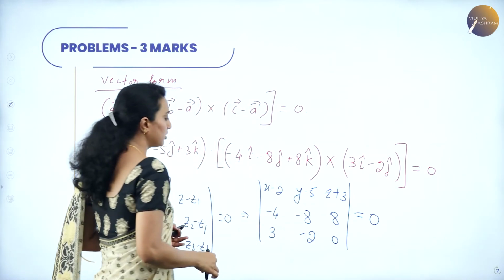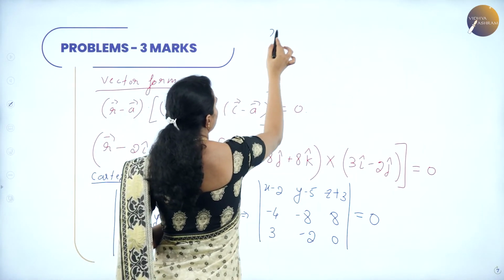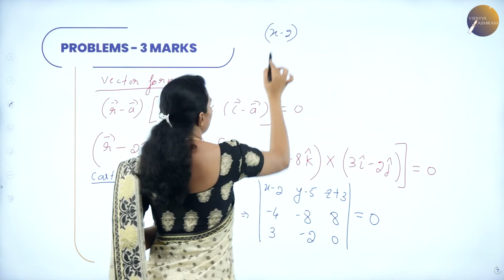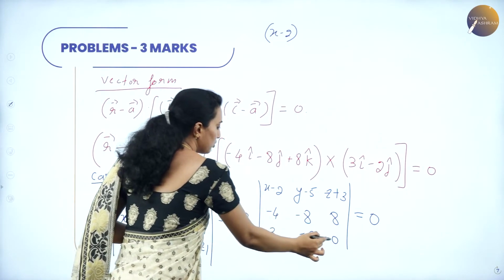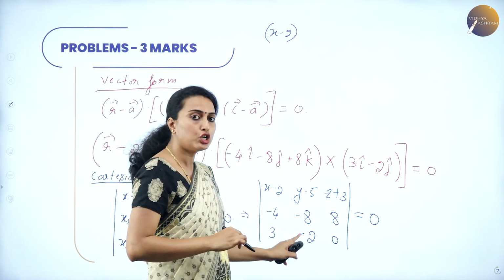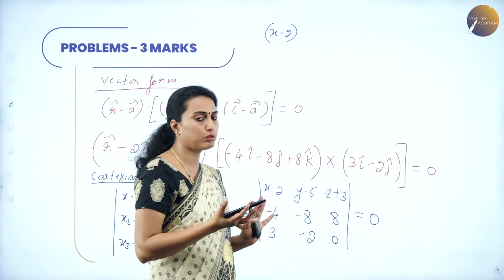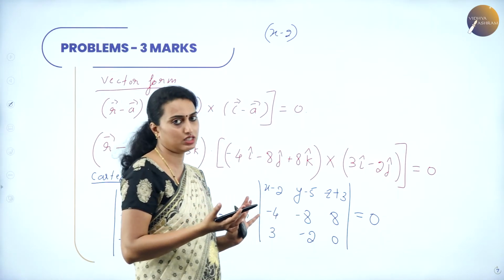Now, let me expand this one. So, first, leaving the first column, first row, x minus 2 into, see, minus 8 into 0 is 0, minus of minus is plus, 2 8s are 16. So, 0 minus 16 is nothing but, plus 16 is nothing but 16 only.